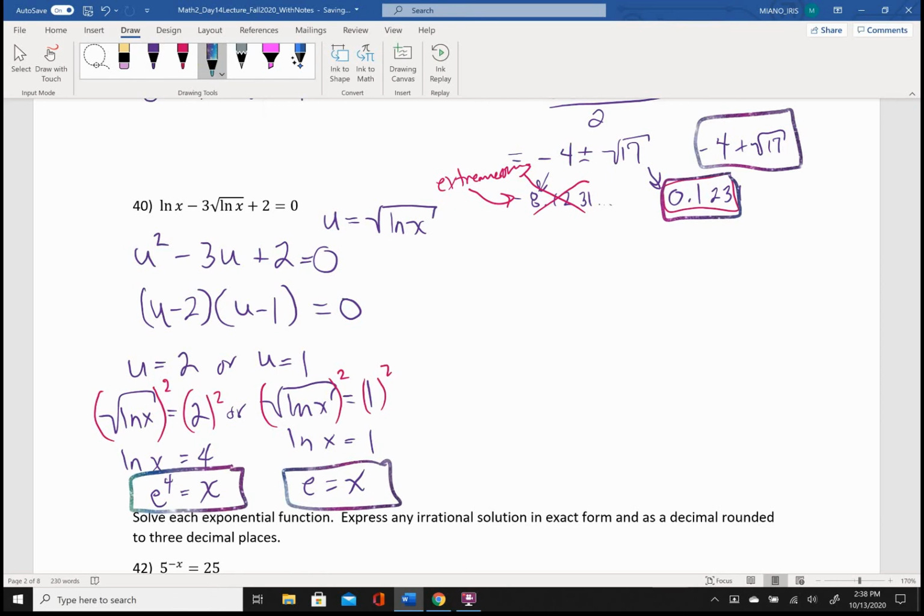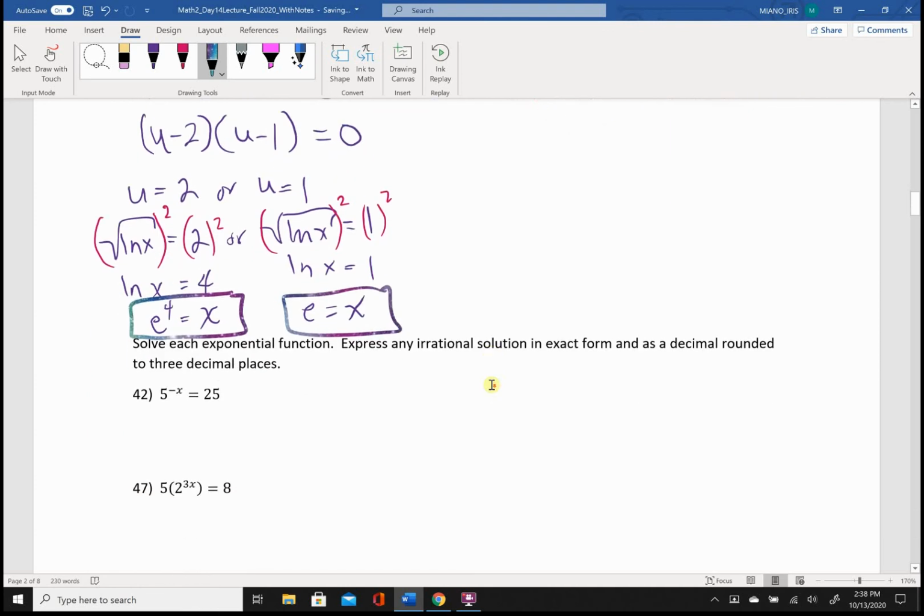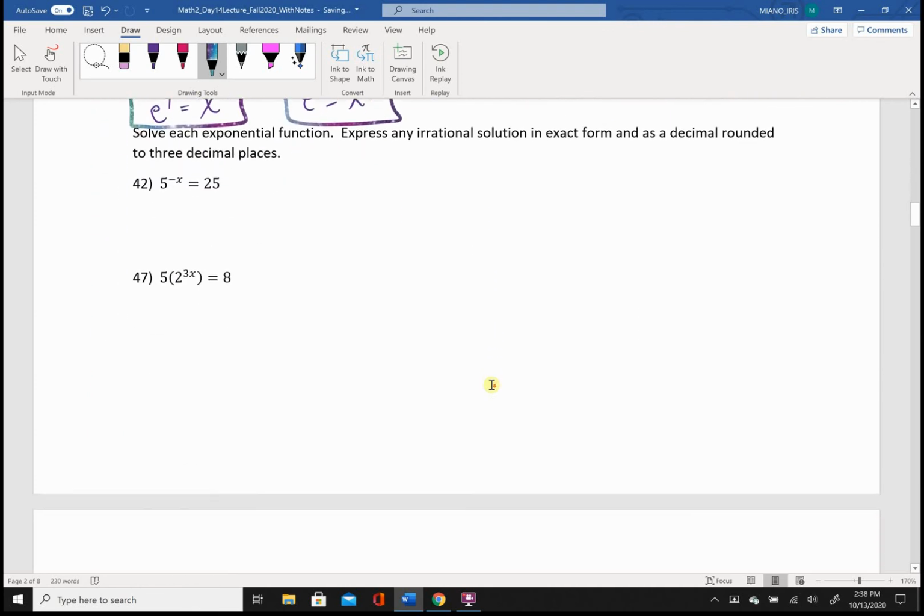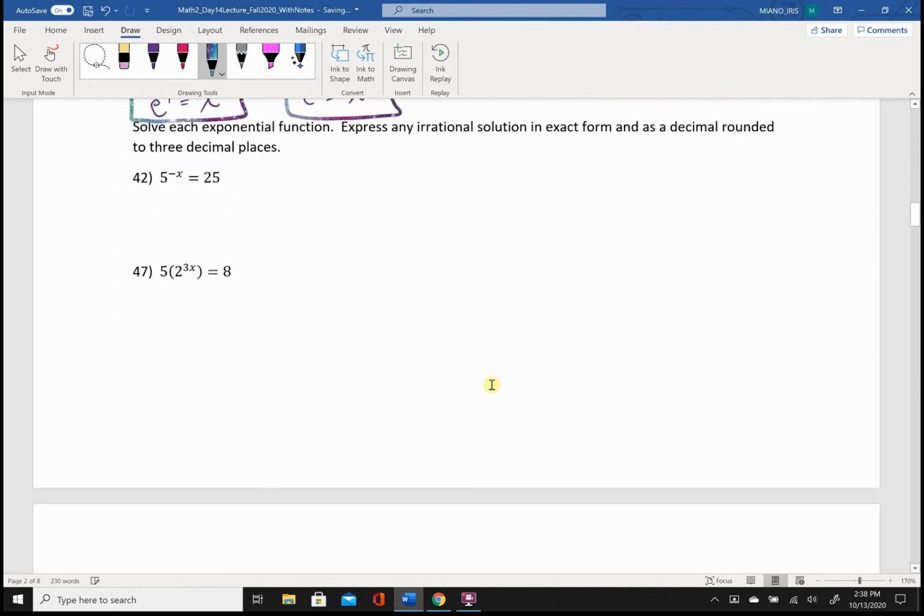Okay, so those are all the logarithmic equations that I had planned for this lecture. Let's go ahead and solve some exponential equations as well. I know I say function here. I'm wondering if the book has it written that way as well, because that would be an odd term to use. In any event, let's go ahead and crack it out.